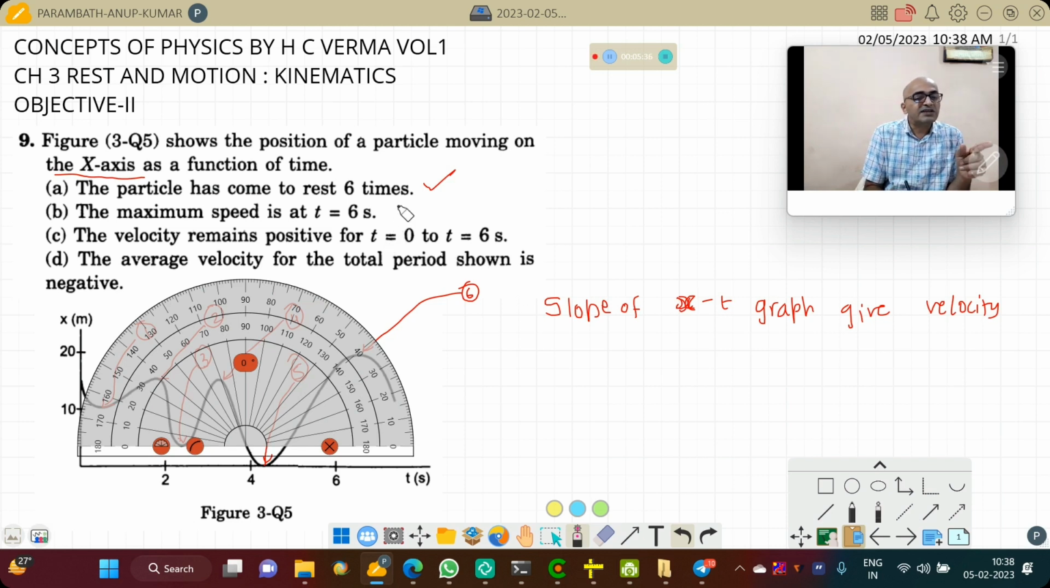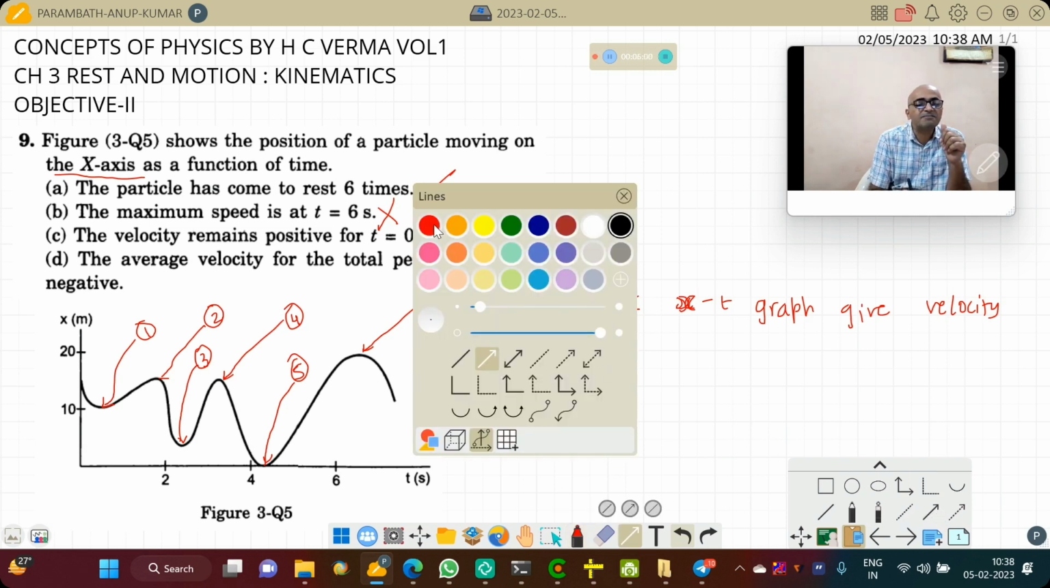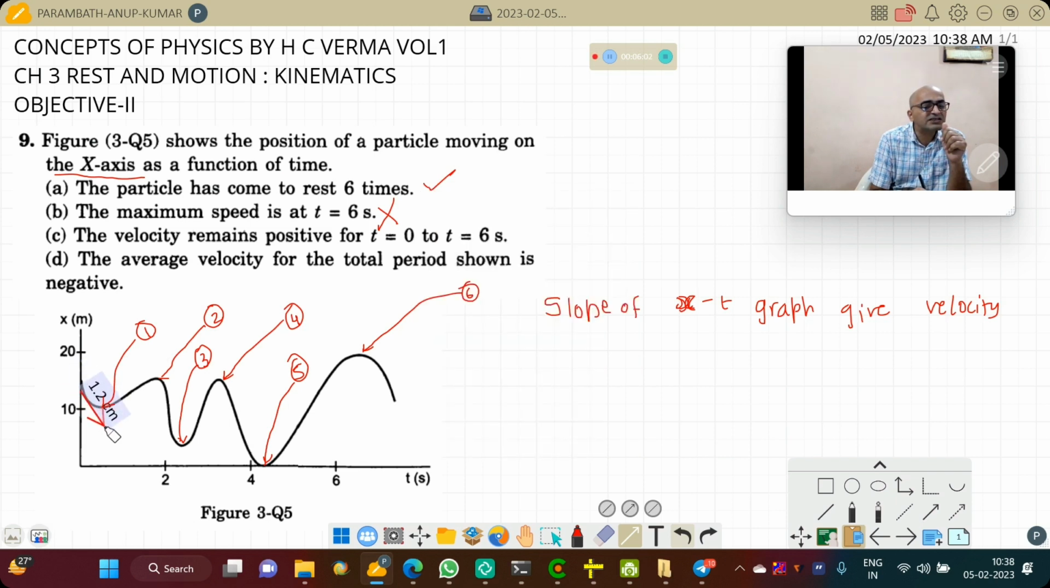So maximum speed at t equal to 6 seconds, that is wrong. So that is ruled out, students. Next is the velocity remains positive for t equal to 0 to t equal to 6 seconds. That is not correct, students, because you are seeing that the velocity is continuously changing. Some moment it is positive, some moment it is negative. Are you able to see that? Here it is negative slope, positive slope, negative slope, positive slope, like that. Therefore the statement that velocity remains positive for t equal to 0 to 6 seconds is wrong, students.